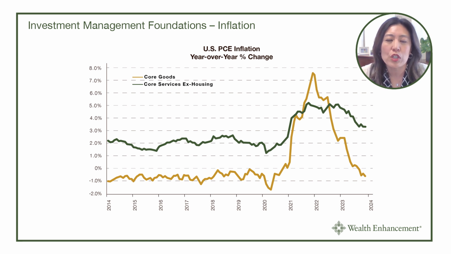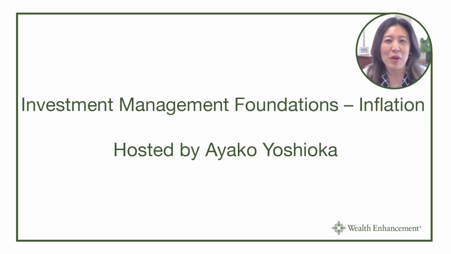So core goods. We've seen that goods were really impacted by the pandemic, and a lot of this has normalized now as supply chains came back to normal. And now with services, they've continued to remain a little bit more elevated. And that's the reason why it's taking a lot longer for us to get to the Fed's overall target of 2%. Inflation will continue to be a concern for markets, and we'll see how that will impact us throughout the year. And that's all I have about inflation today.